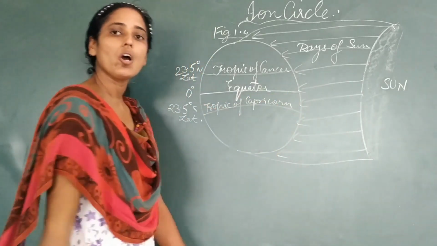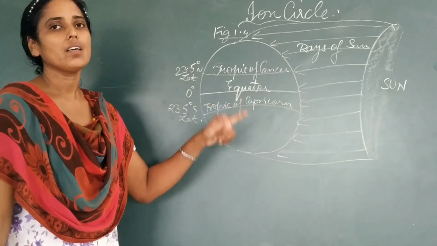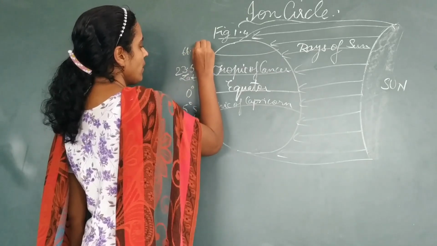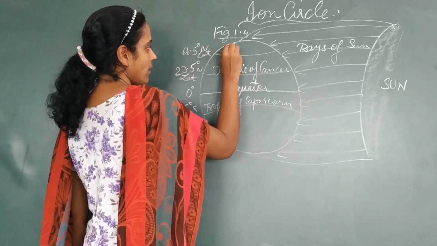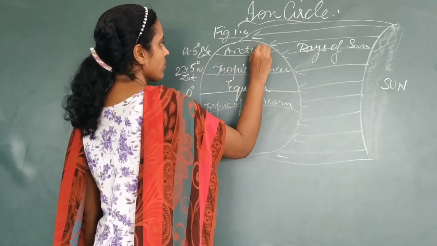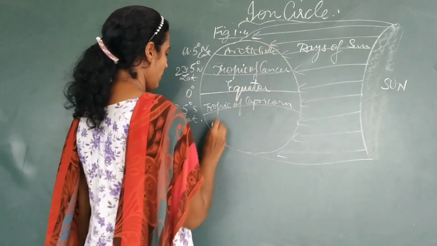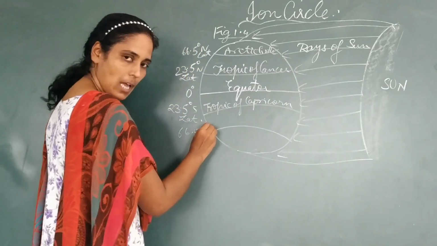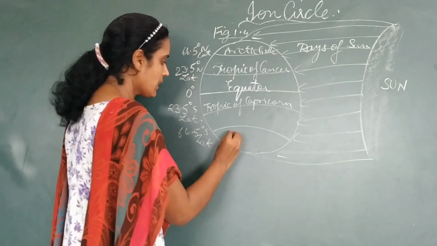Then students, you have your Arctic circle and Antarctic circle. Again, you have your 66.5 degree north latitude, the Arctic circle, and 66.5 degree south latitude, we have your Antarctic circle.